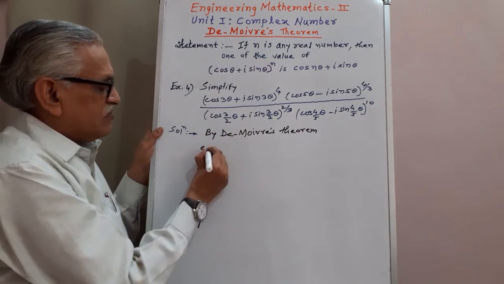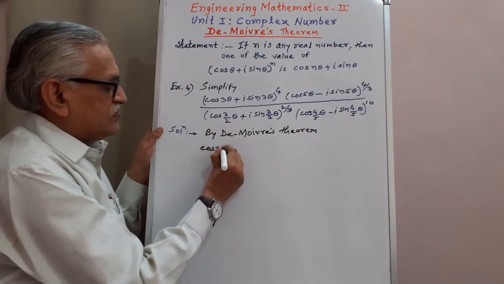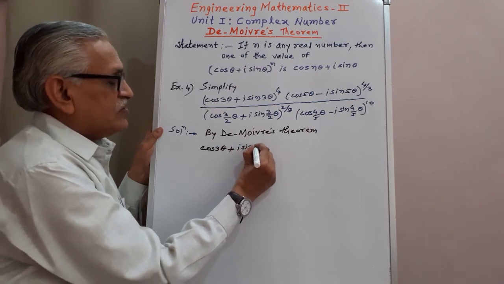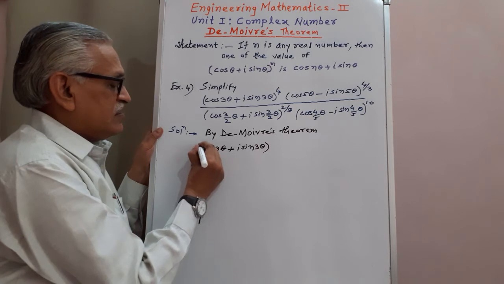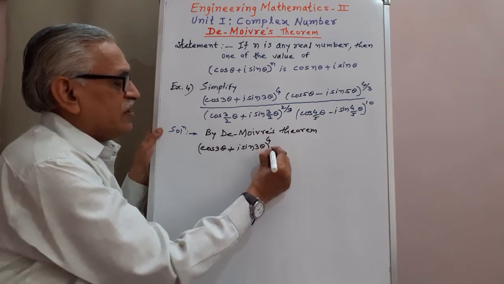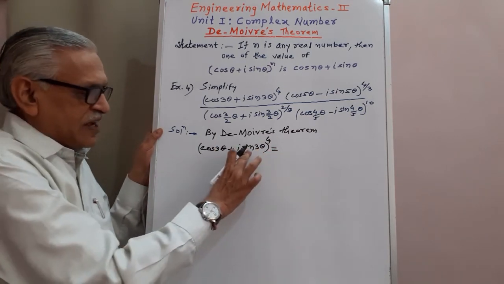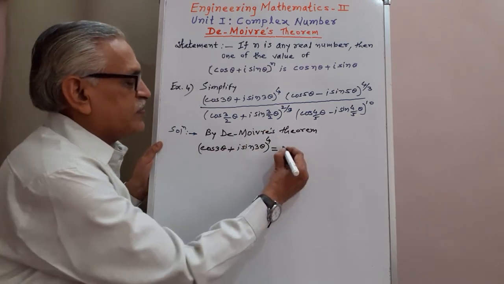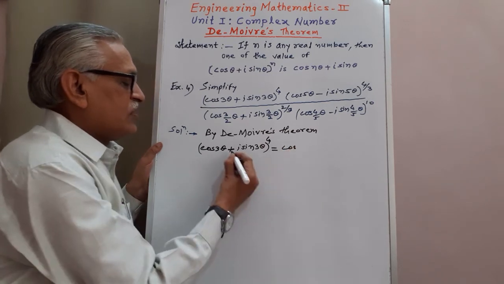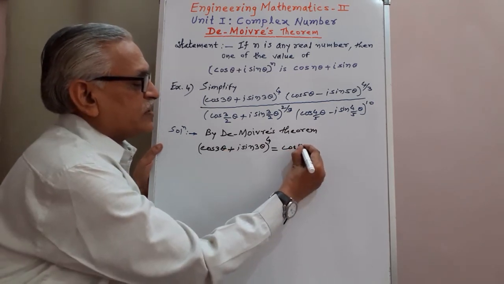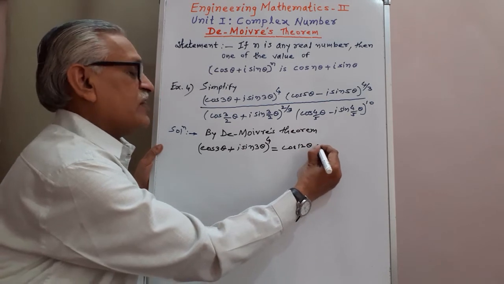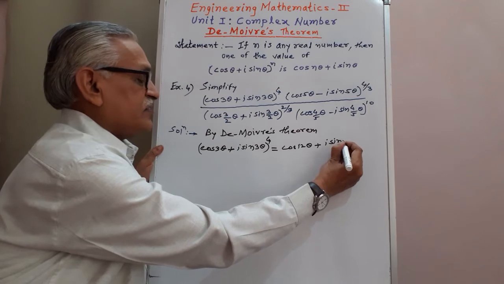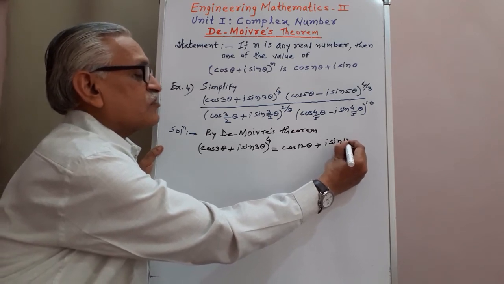Cos of 3 theta plus i sin of 3 theta raised to 4 is equal to, as (cos theta plus i sin theta) raised to n is cos n theta plus i sin n theta, cos of 4 times 3 theta, which means it becomes 12 theta, plus i sin 12 theta.